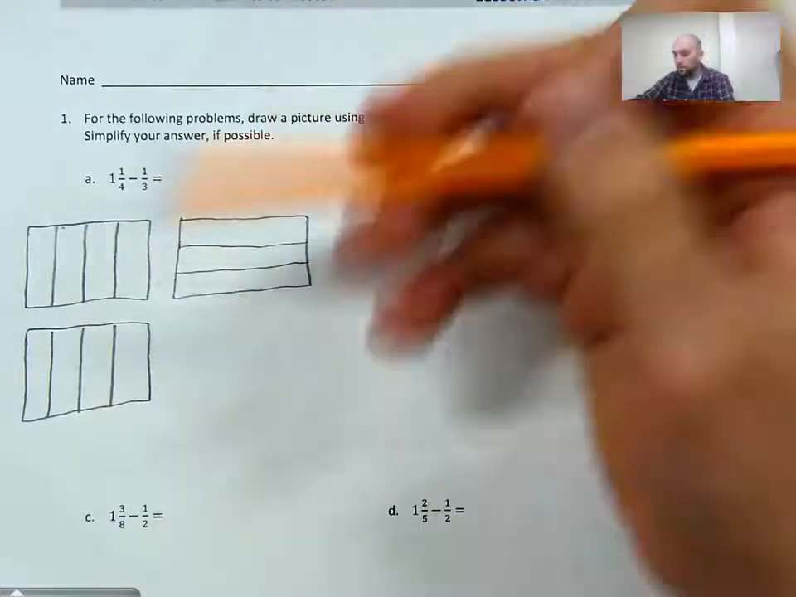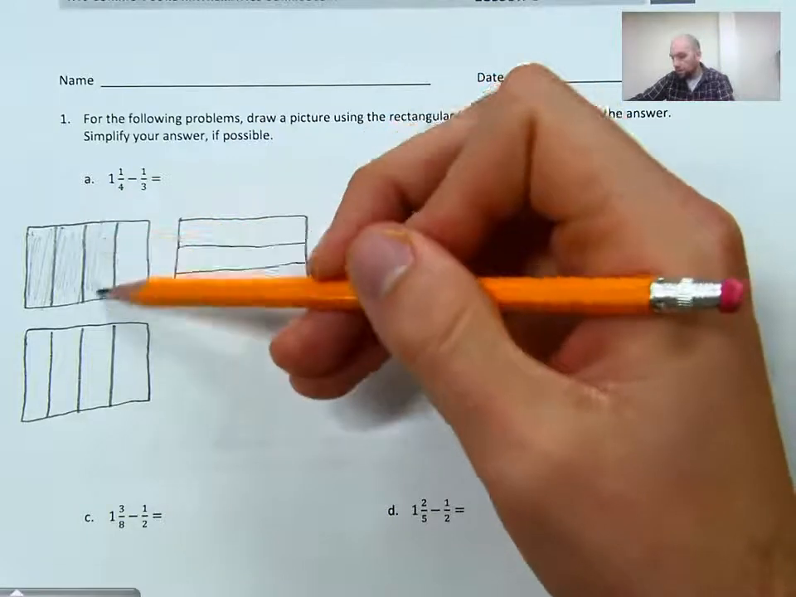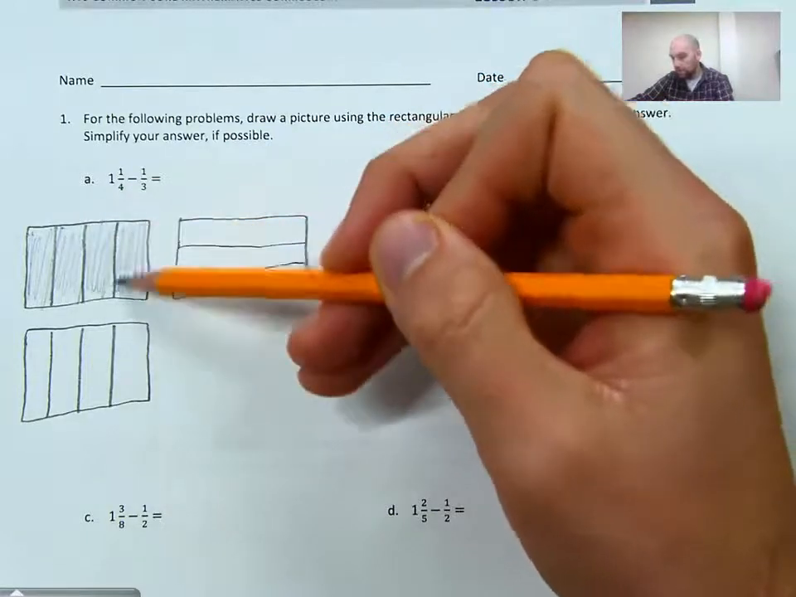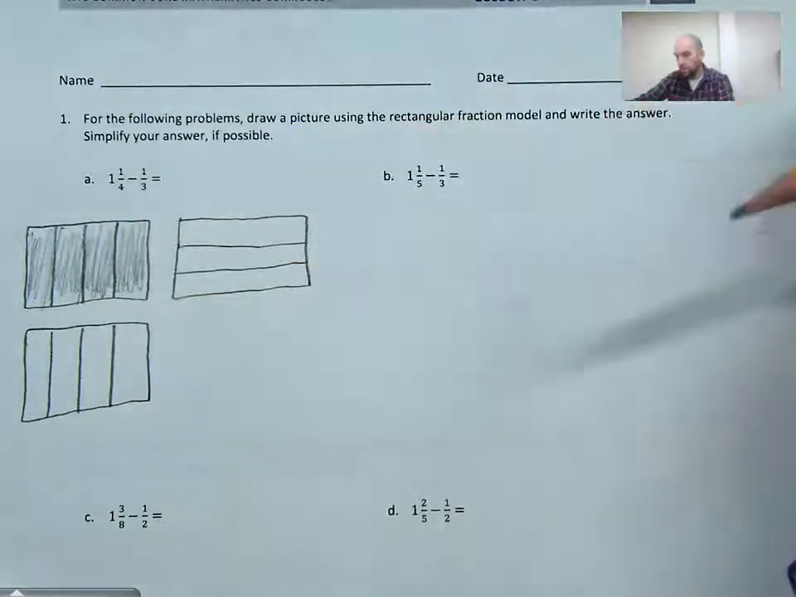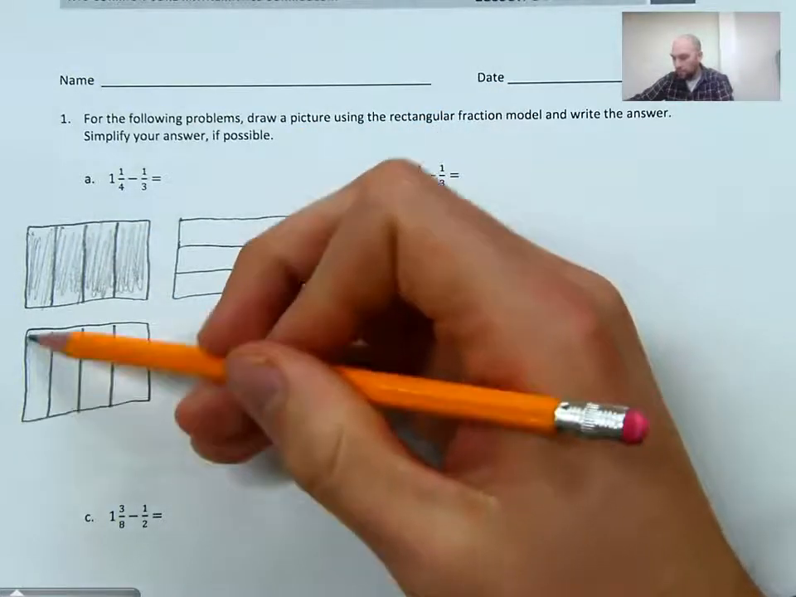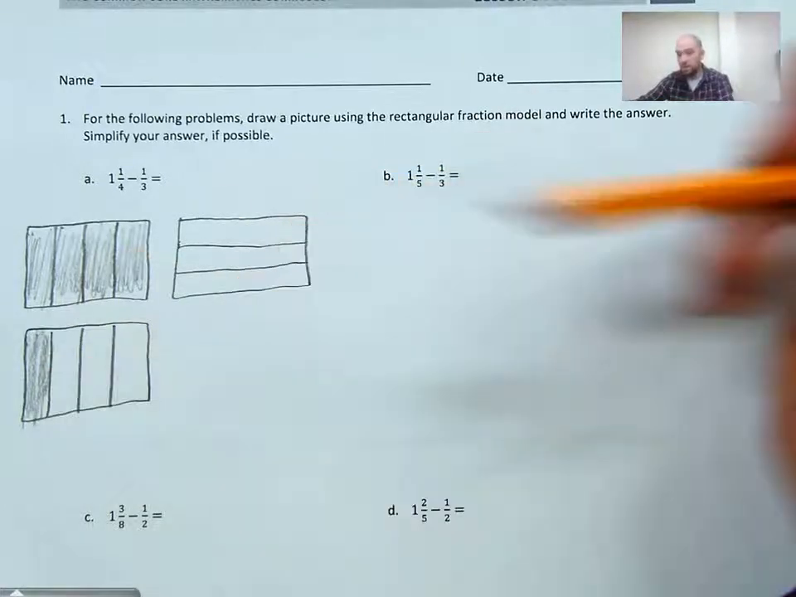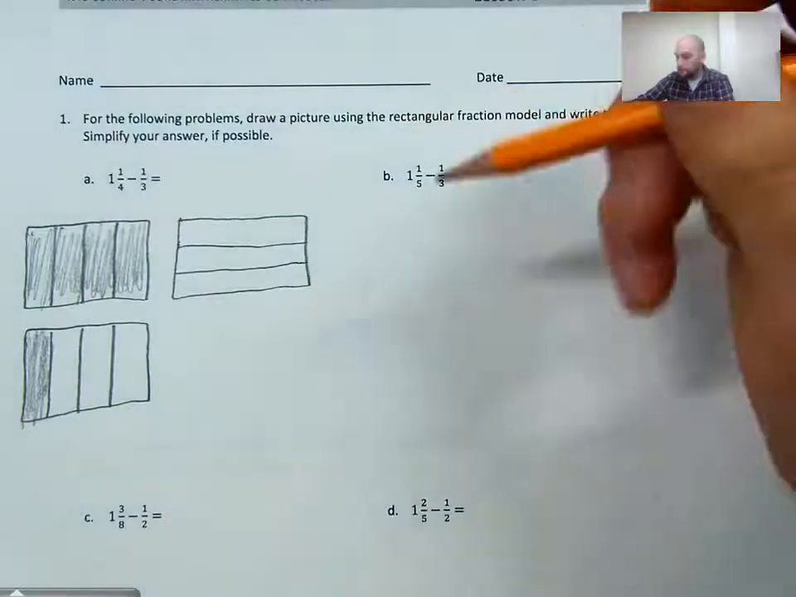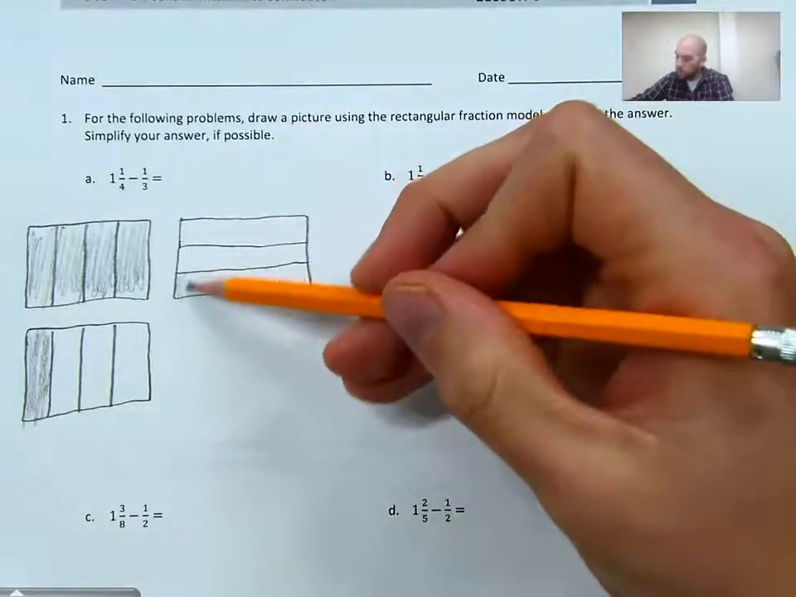So on our 1 1/4, we need to shade a whole rectangle. We need a whole. That's 4/4, right? We have 4/4. And then we have an extra 1/4. 1 1/4. So we have a whole and 1/4 of a rectangle. Here we have just 1/3.